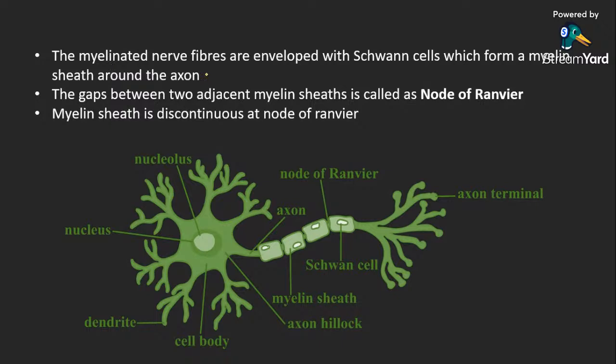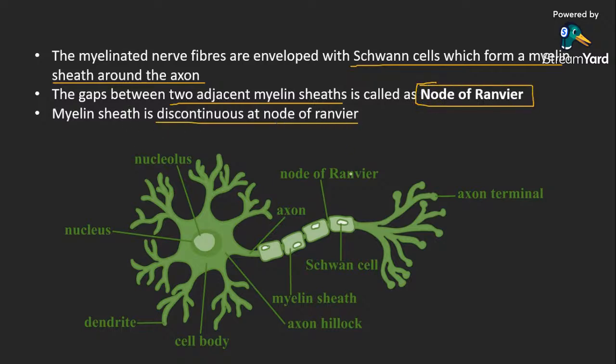The myelinated nerve fibers are enveloped with a Schwann cell which forms the myelin sheath around the axon. So what is the function of Schwann cell? Helps in the formation of myelin sheath. The gap between two adjacent myelin sheaths is called the node of Ranvier. Myelin sheath is discontinuous at the nodes of Ranvier.